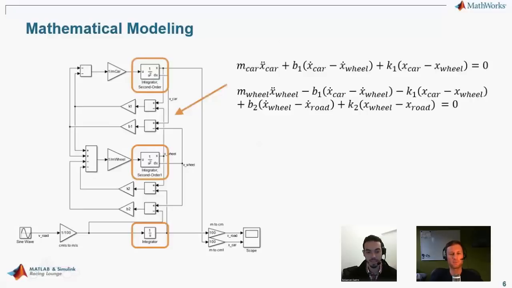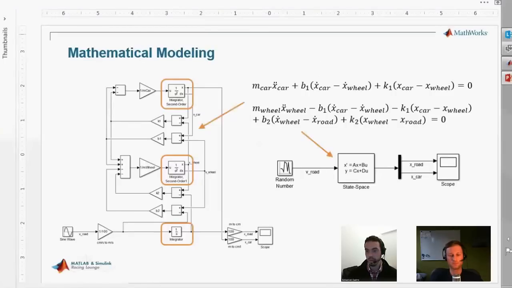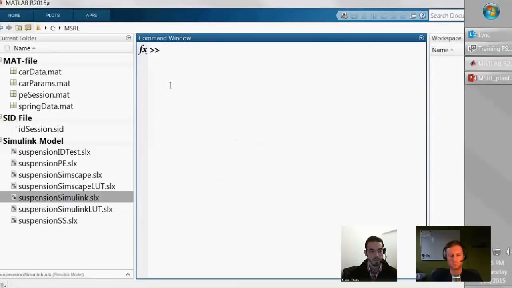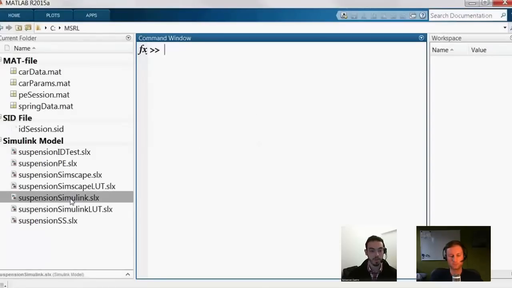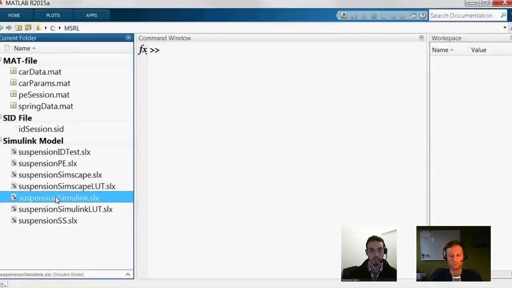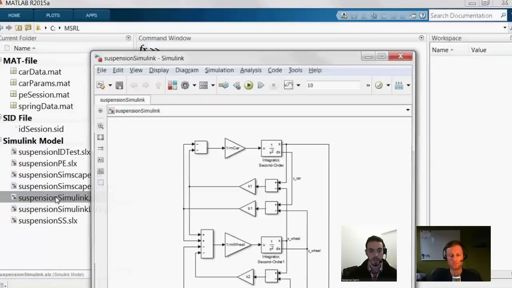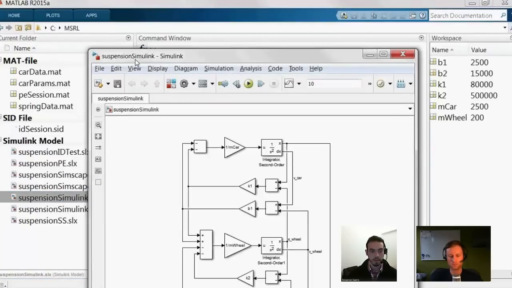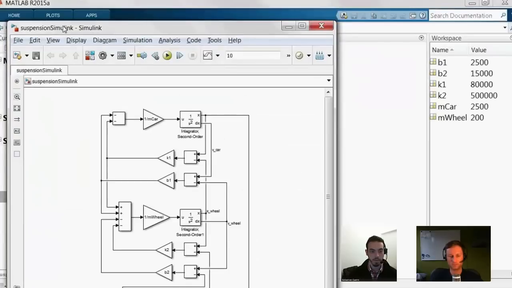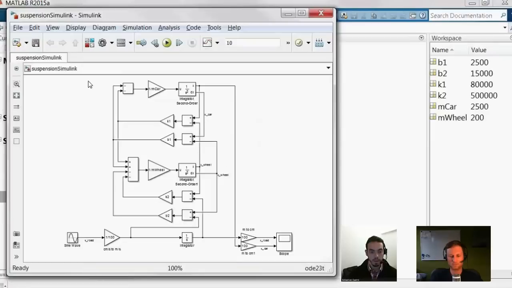Absolutely. So let's get out of PowerPoint and go to MATLAB. I'm going to open up one of the models that I have prepared for you here, which is the suspension Simulink. I'll just load this up and have it fit on my screen really quickly. So you have all your blocks.